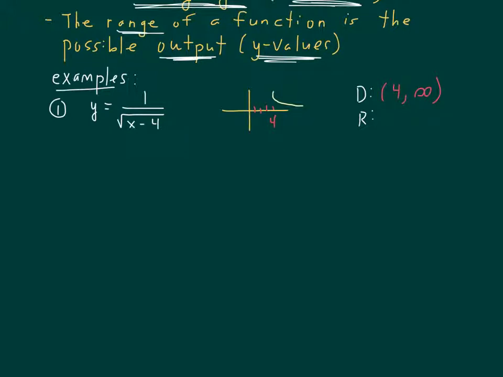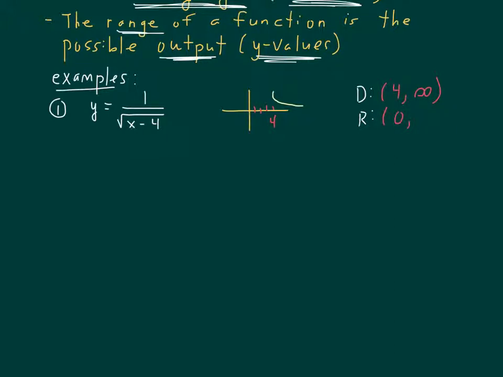Now with our range, make sure you go from least to greatest. Whether it's domain or range, we always want to express this from least to greatest. So the smallest would be 0, but it's not going to include 0. Okay, we're never going to have a y value of 0.